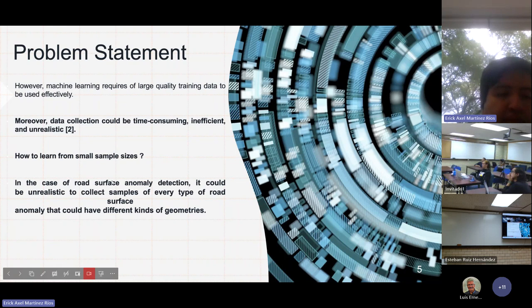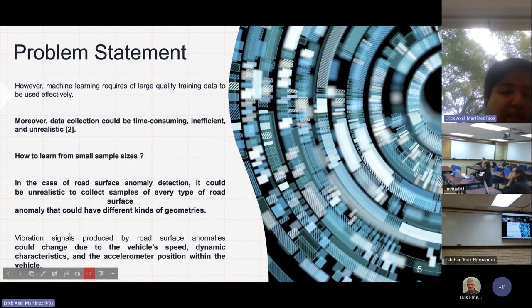In the context of road surface anomaly detection, it could be unrealistic to collect samples of every type of road surface anomaly that could have different kinds of geometries. Also, the vibration signals produced by the vehicle could change due to the vehicle speed, the dynamic characteristics of the vehicle, and the way in which the accelerometer is placed on the vehicle. These are factors that can increase the variability of the distribution of the signals that we want to classify. So the problem is, how can we still learn something from the data with small sample sizes, or which techniques are available that can help us to deal with this problem?